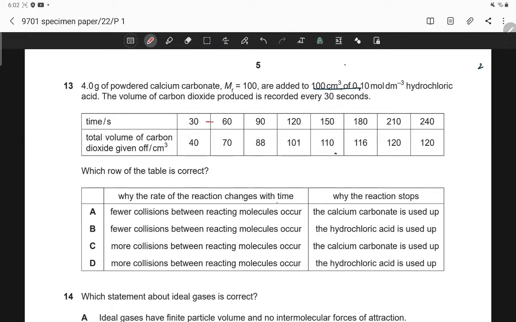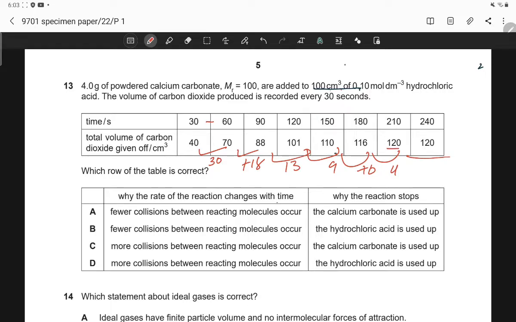The volume of carbon dioxide produced is recorded every 30 seconds. You know, time is 30 seconds and the total volume of carbon dioxide is produced. So the difference over here is 30 and 70 to 88. The difference is plus 18, and this difference is 13, and this difference is 9, and this difference is plus 6, and this is 4.